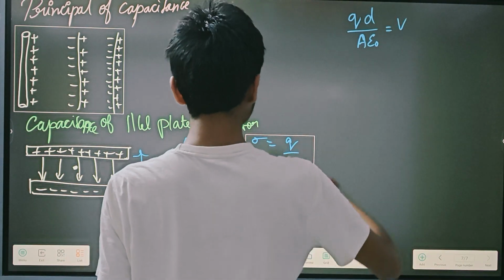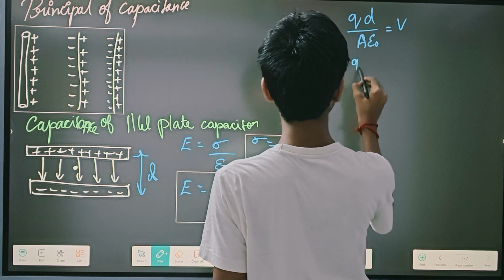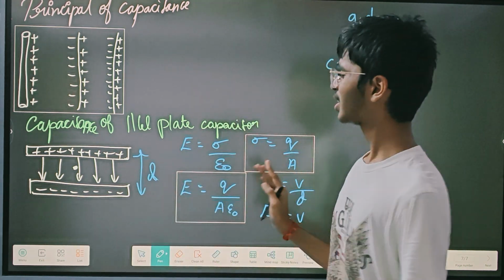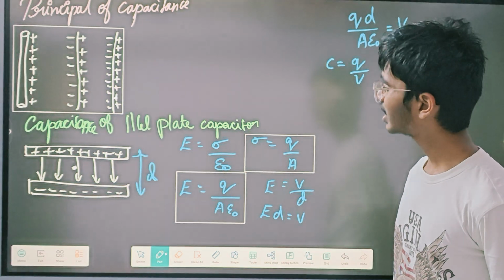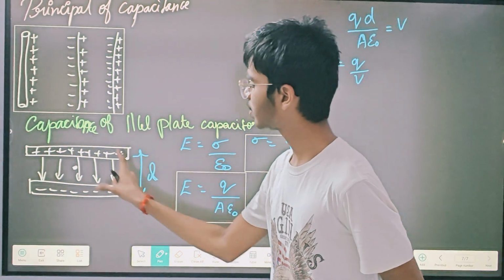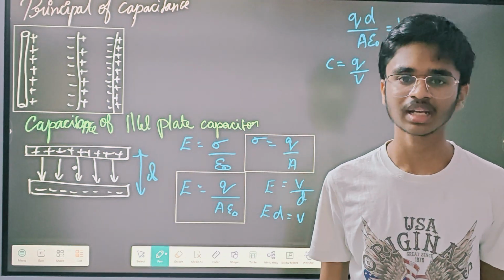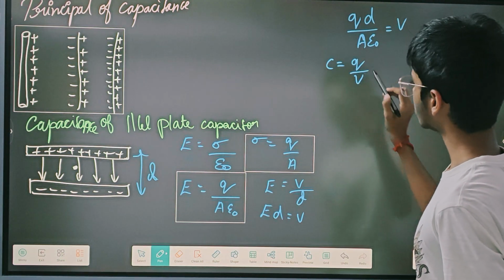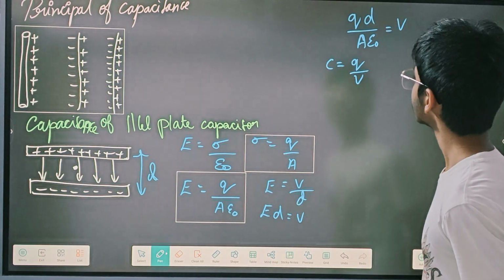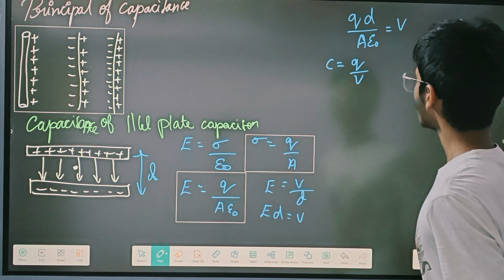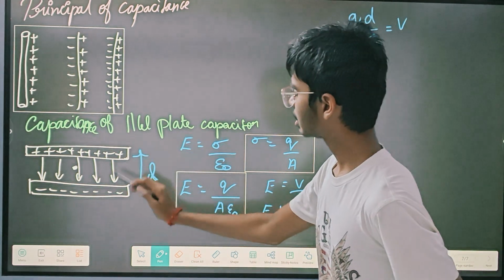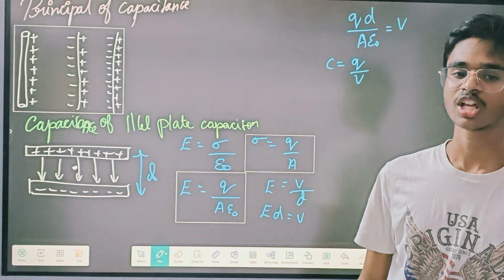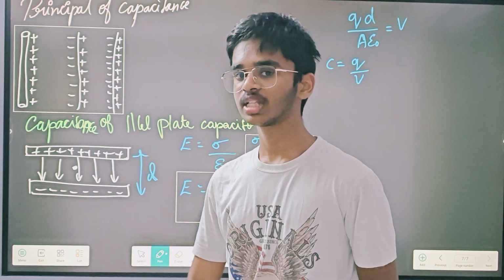So we know the formula of capacitance: C is equal to Q by V. I forgot to say what we are finding here. We are finding the capacitance of this plate. So we know that C is equal to Q by V. In this, Q is defined, but we don't know what V is. We don't know the voltage. So first we have to find the voltage.